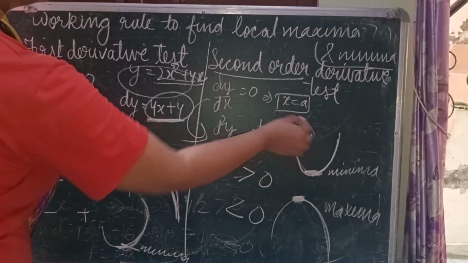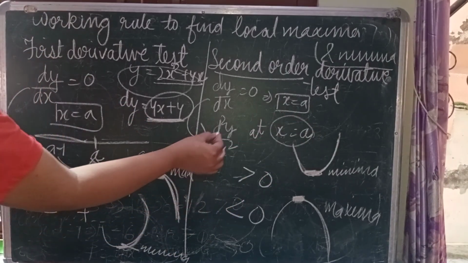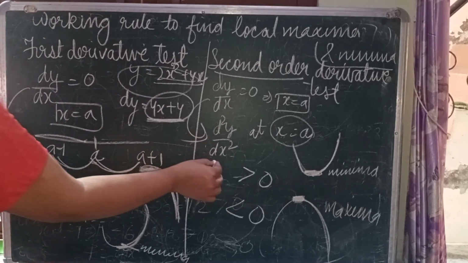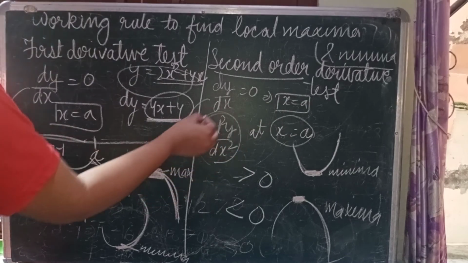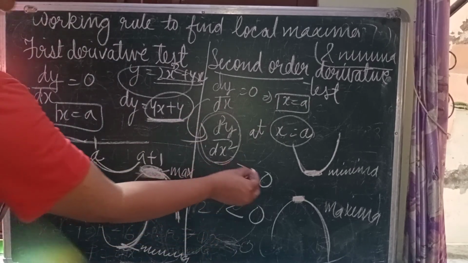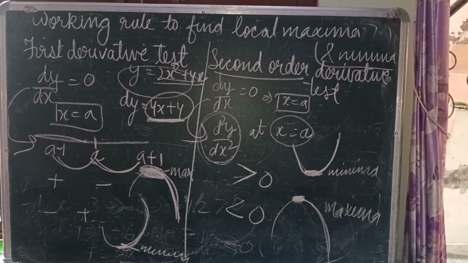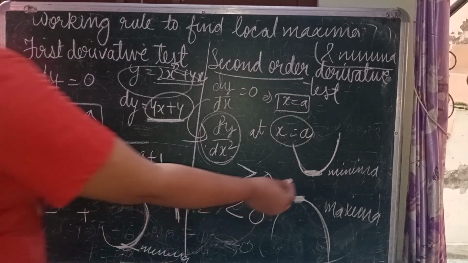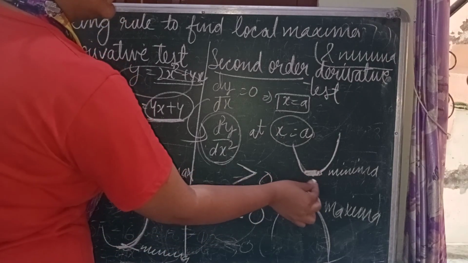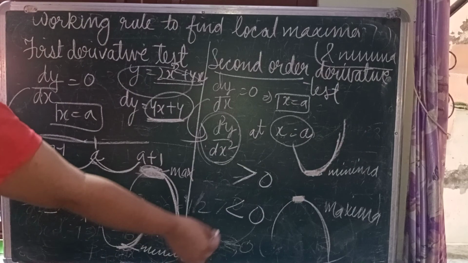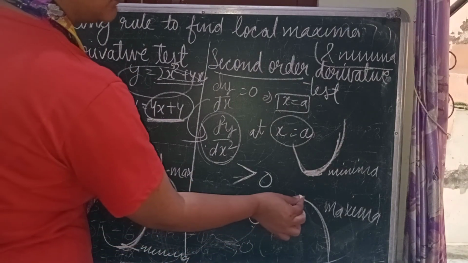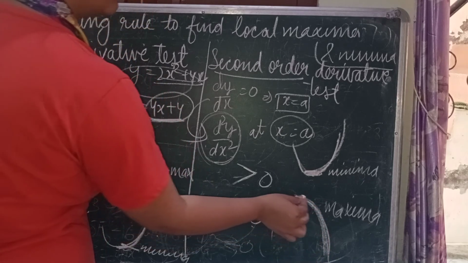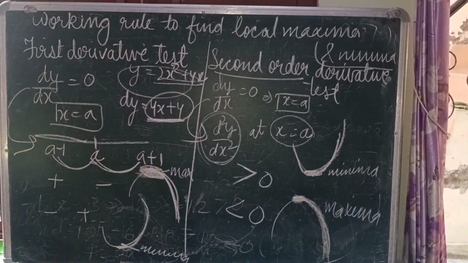Then at that x equal to a, we have to check the value of d2y over dx2 itself. We will substitute the value of x equal to 2, 3, minus 1, whatever, in d2y over dx2. If it is greater than 0, that means we are at the point of minima, where it ceases to decrease and starts to increase. And if it is less than 0, that means if it comes negative, we are at the maxima, where it ceases to increase and starts to decrease.